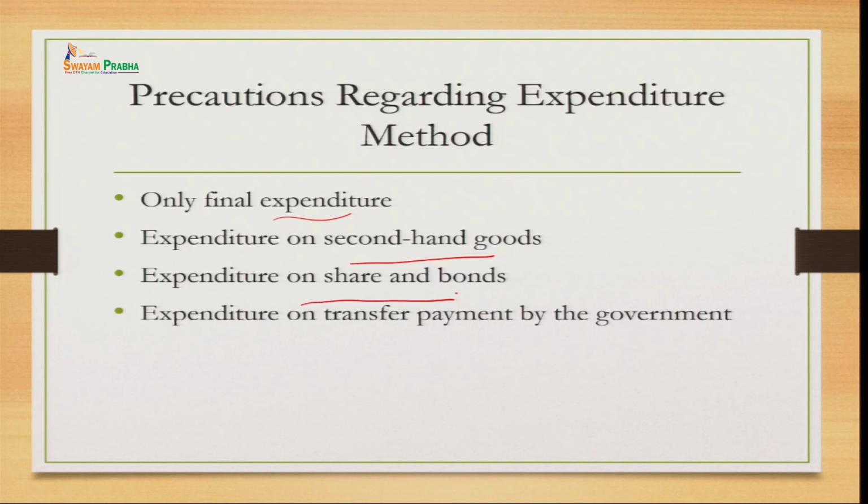Expenditure on shares and bonds, the paper work which we make, is also not taken into account. And expenditure on transfer payments by the government, this we already know, is not included, because it has been done for the social welfare of the economy, right.